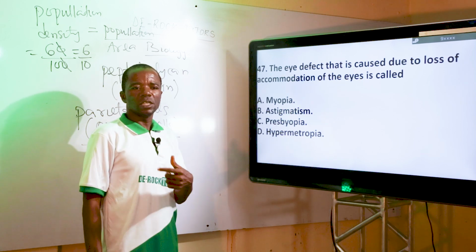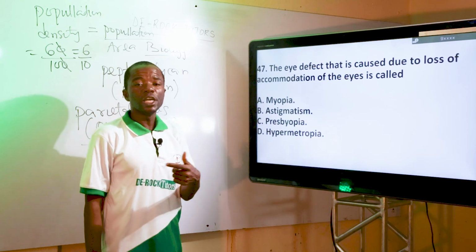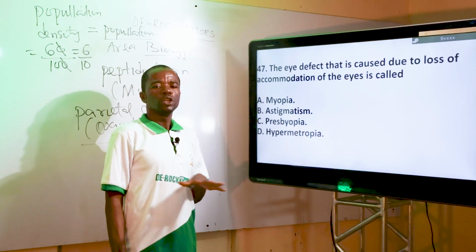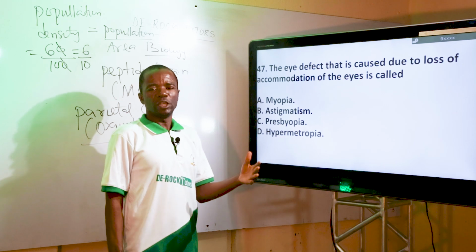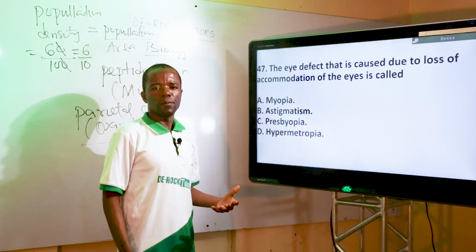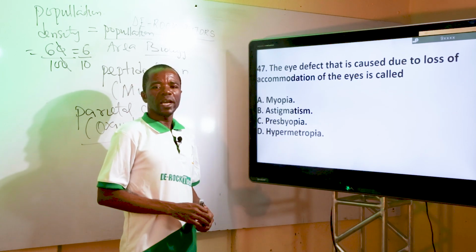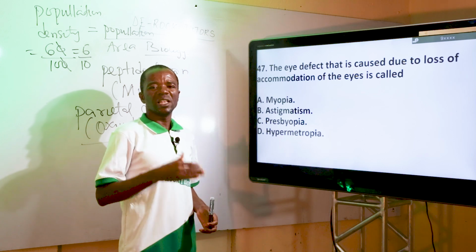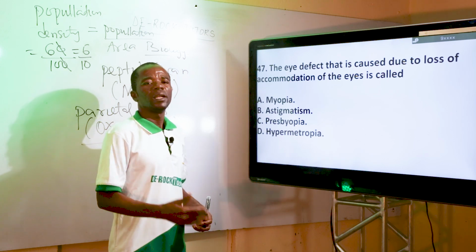presbyopia. Presbyopia is usually predominant in aged people. It doesn't affect young chaps like it does older people. And the way of correcting presbyopia is by using a bifocal lens.